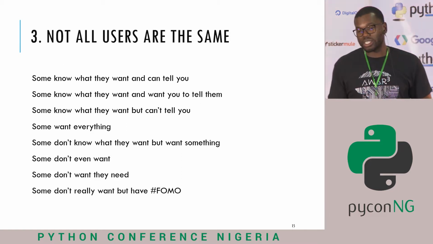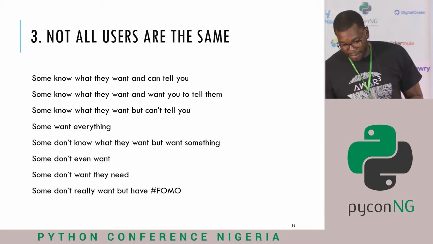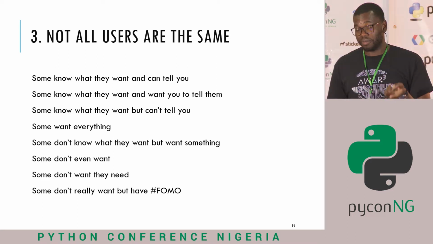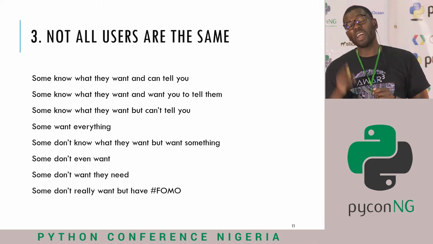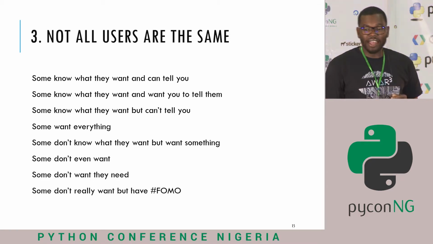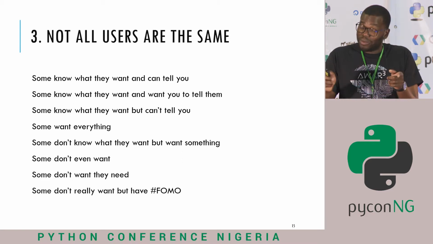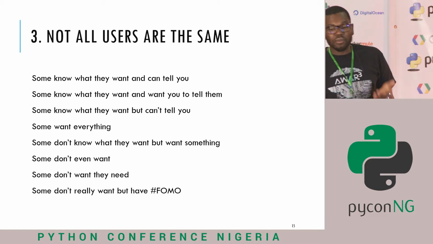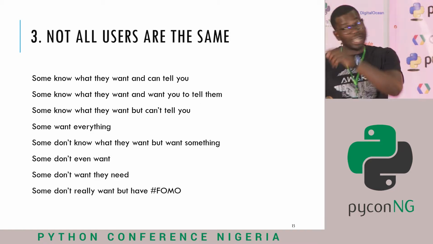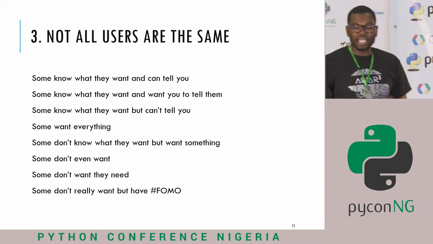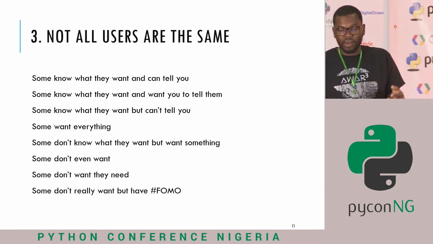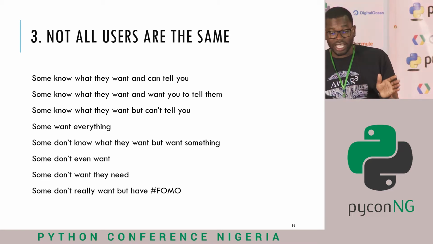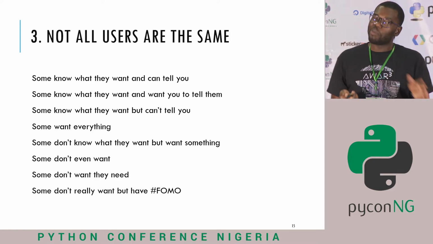Now, not all users are the same. Some users know what they want, and they can tell you. Some know what they want, and they want you to tell them. Others know what they want, but they can't tell you. Some just want everything. Some don't know what they want, but they know they want something. And then some don't even want. Okay? Some don't want, they actually need. And the last dangerous type of user is, some don't really want, but they just have FOMO.